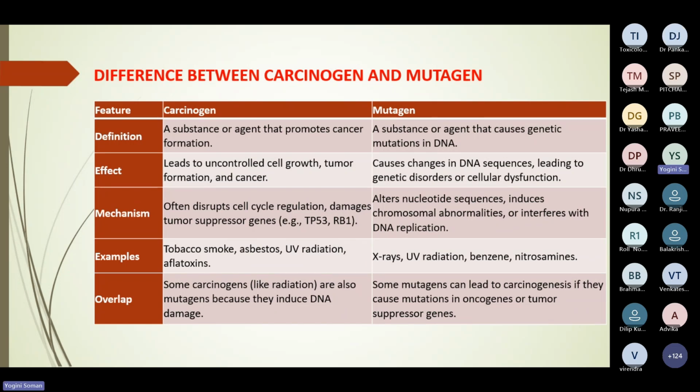A carcinogen often disturbs cell cycle regulation, which damages the tumor suppressor genes. And a mutagen alters the nucleotide sequence. So it induces chromosomal abnormalities, which interfere with DNA replication. I have already explained the examples, but there is a slight overlap between carcinogen and mutagen concepts. Some carcinogens are also mutagens because they induce damage, and some mutagens can lead to carcinogenesis if they cause mutations in oncogenes, cancer-causing genes, or tumor suppressor genes.